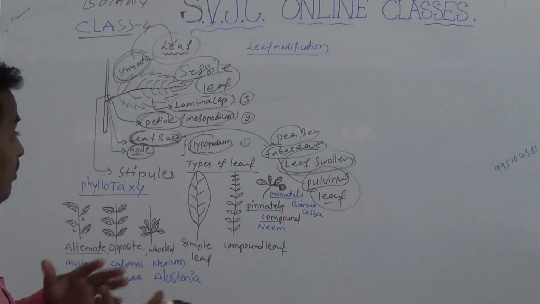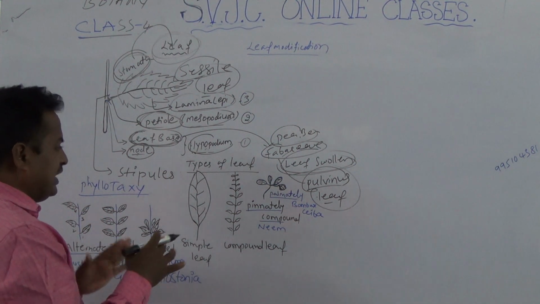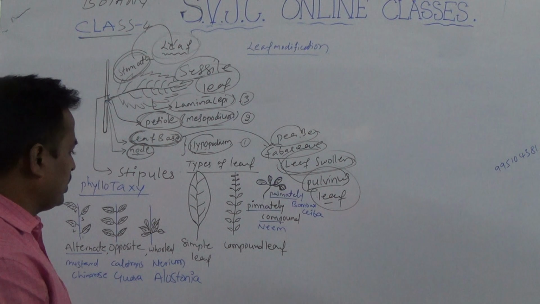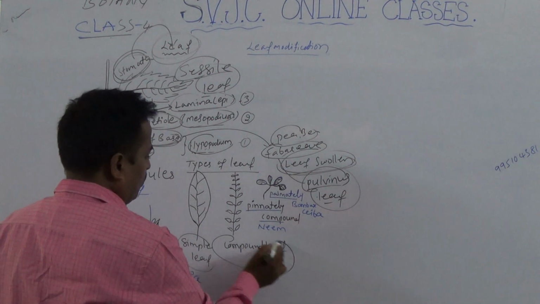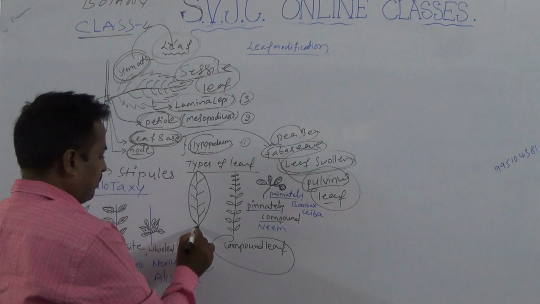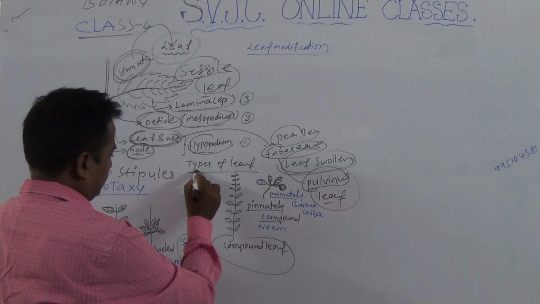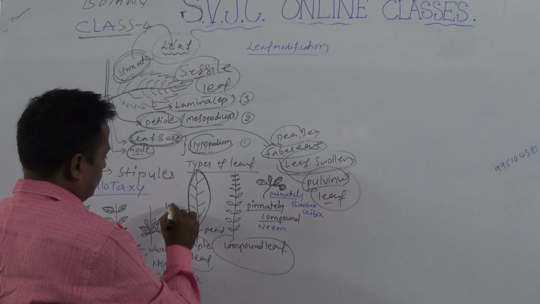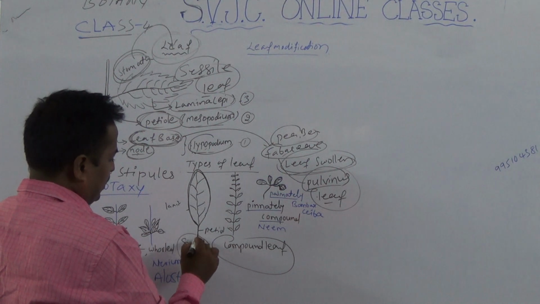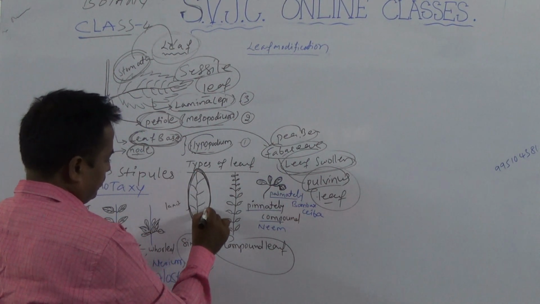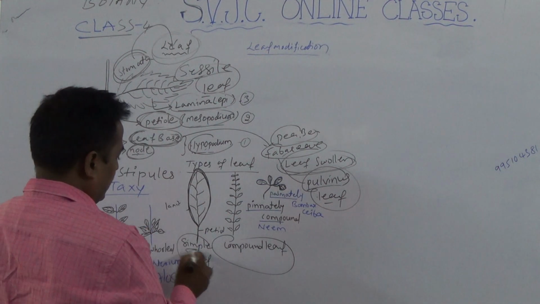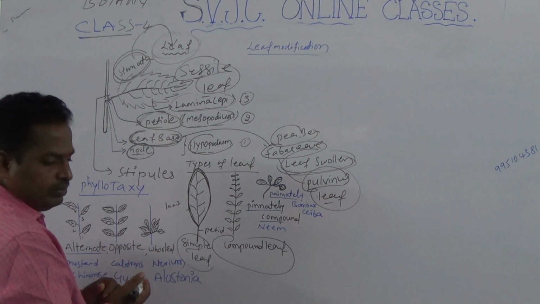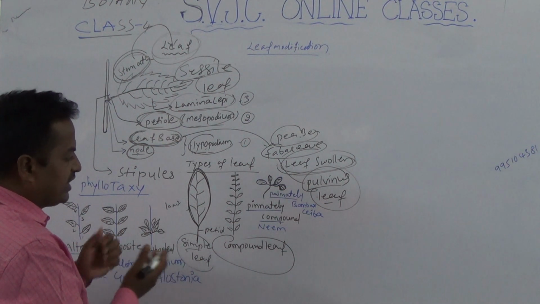But how many types of leaves are there? There are so many types of leaves, but in our syllabus only 2 are reported: simple leaf and compound leaf. A simple leaf is where the petiole ends with a lamina. This is the petiole. Now this is the lamina. What is a simple leaf? The petiole ends with a lamina. Only one lamina is present. That is known as a simple leaf. Simple leaves are commonly reported in China rose, annona, mustard, tomato, etc.